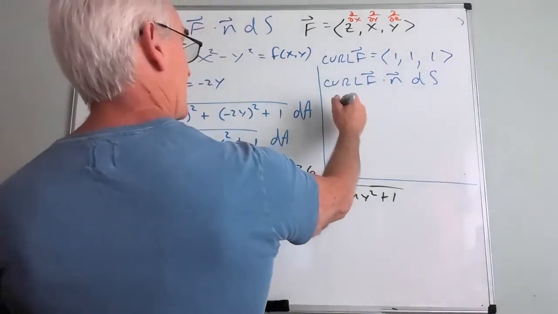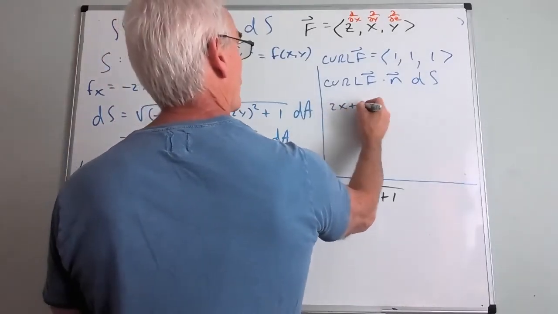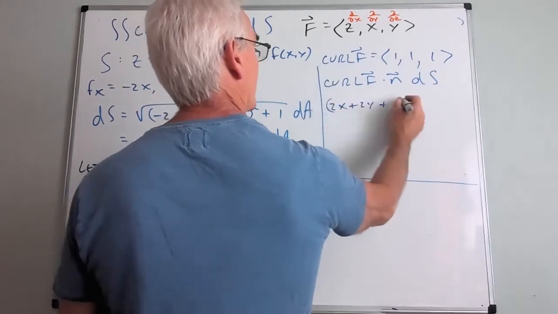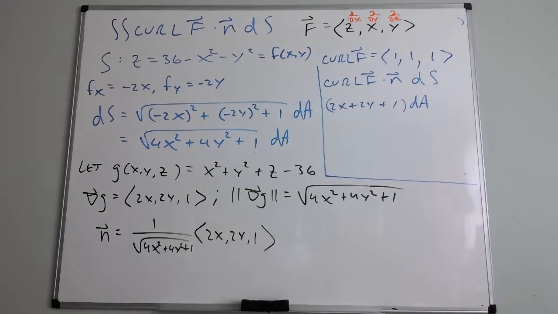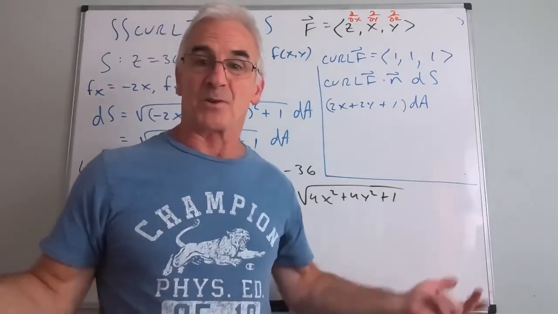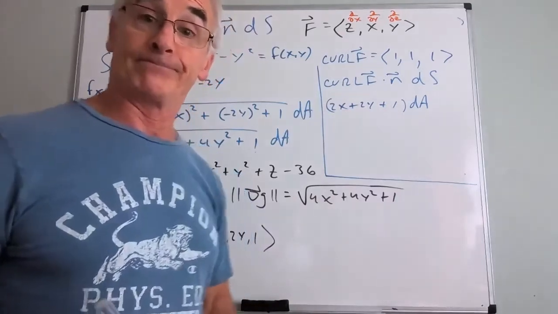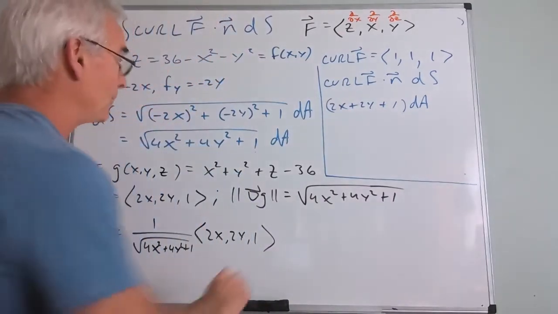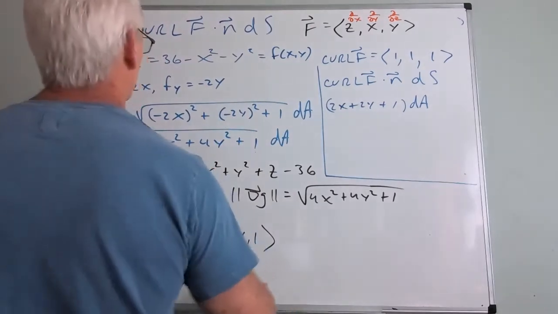Then we can say this is going to be what? 2x plus 2y plus 1 dA. Oh, that is nice. And you know what else is really nice about that? There's no z in there, so I don't have to substitute anything in. I can integrate this directly. Awesome.